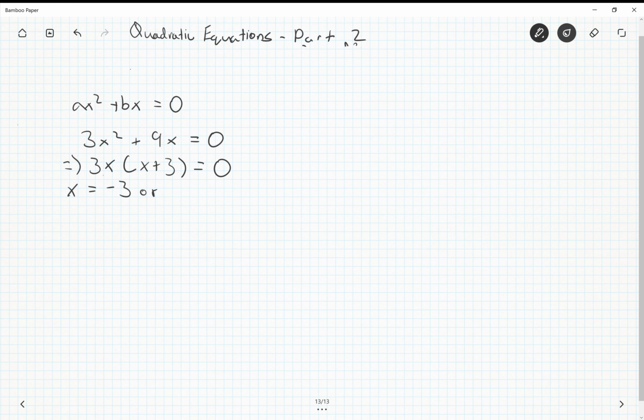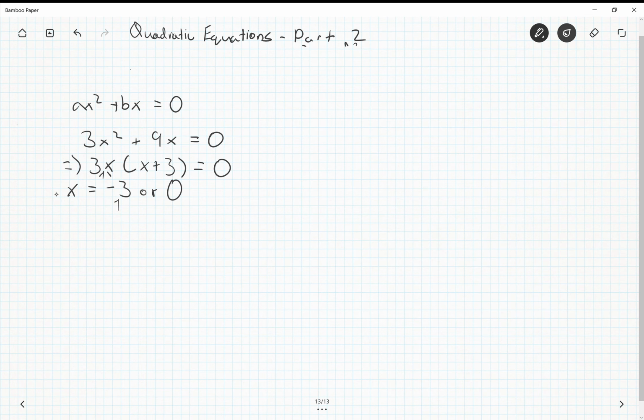Similarly, if 3x equals 0, then x has to equal 0, because 3 times 0 is 0, and 0 multiplied by any number is 0, which means the quadratic equation would be accurate. So our answer would be x equals -3 or 0. Once again, we can substitute to check if this works.